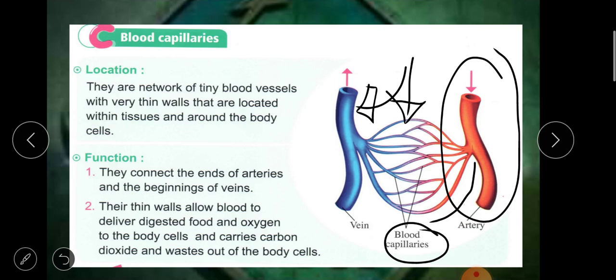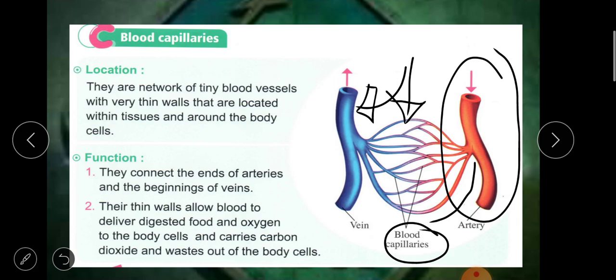And they are found all over our body. We have many blood capillaries. So they are a network of tiny blood vessels. They are very small and they have a thin wall, and they are located around all our body. And as you can see here in the picture, it connects between the what? Between the end of the arteries and the beginning of the veins. Again, it connects between the ends of the arteries and the beginning of the veins.